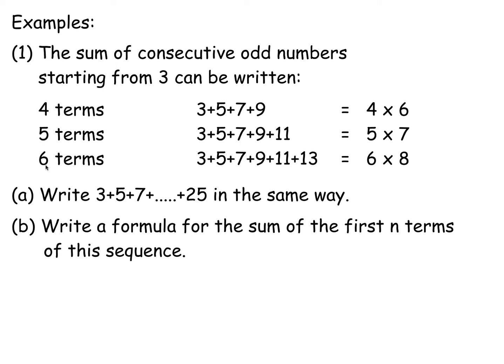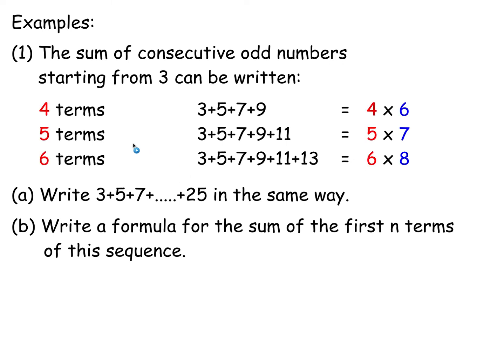For that you'd need to know the number of terms involved. And then to write a formula for the first n terms of the sequence, that is where this becomes n terms on the left. Where it says 4 terms, 5 terms, 6 terms, it will become n terms.